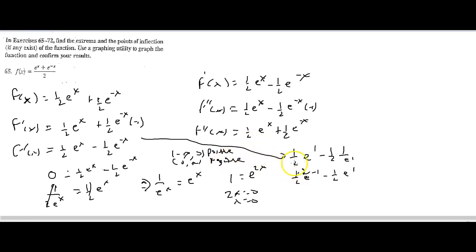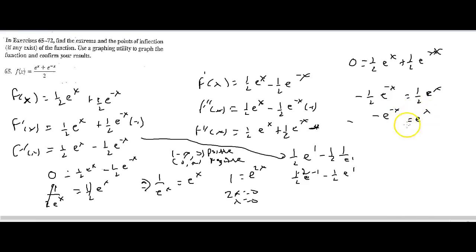All right, so now I got to go back to this function here. Yep, I can't find a pen. Here it is. Okay, got to find where this is concave up or concave down. I set the whole thing equal to 0 equals 1/2 e to the x plus 1/2 e to the negative x. I move it over. I get negative 1/2 e to the negative x equals 1/2 e to the x. Cancel out my 1/2. So I get negative e to the negative x equals e to the x.